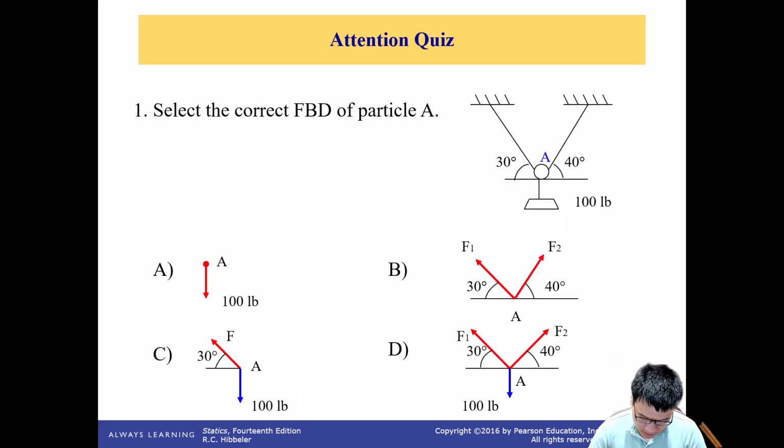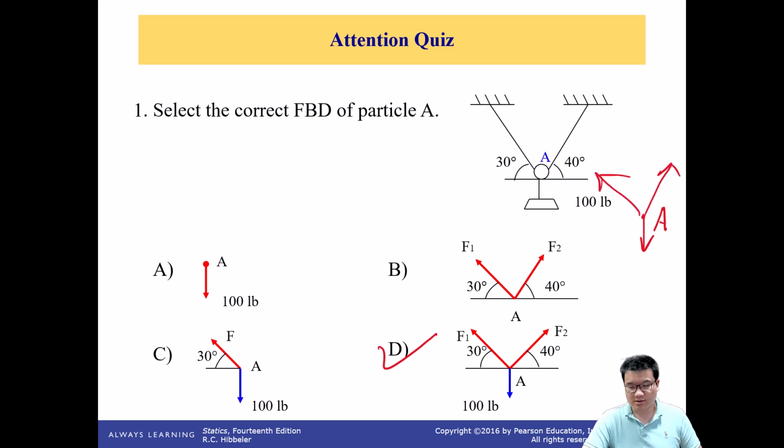Attention quiz. What's the correct free body diagram of the particle A? The answer should be D. For point A, we have three forces, which are the weight of the object and the tension from the two cables. That's why we have three forces at point A.